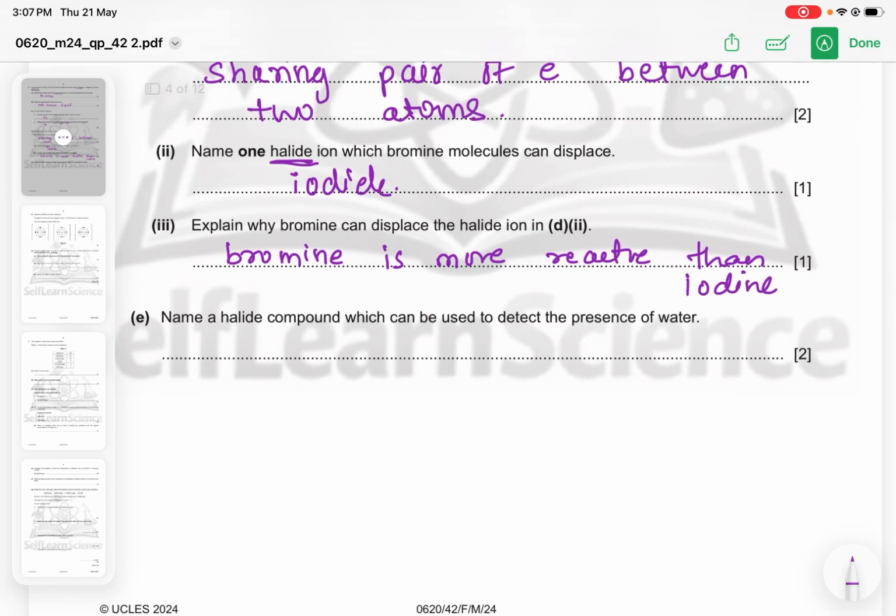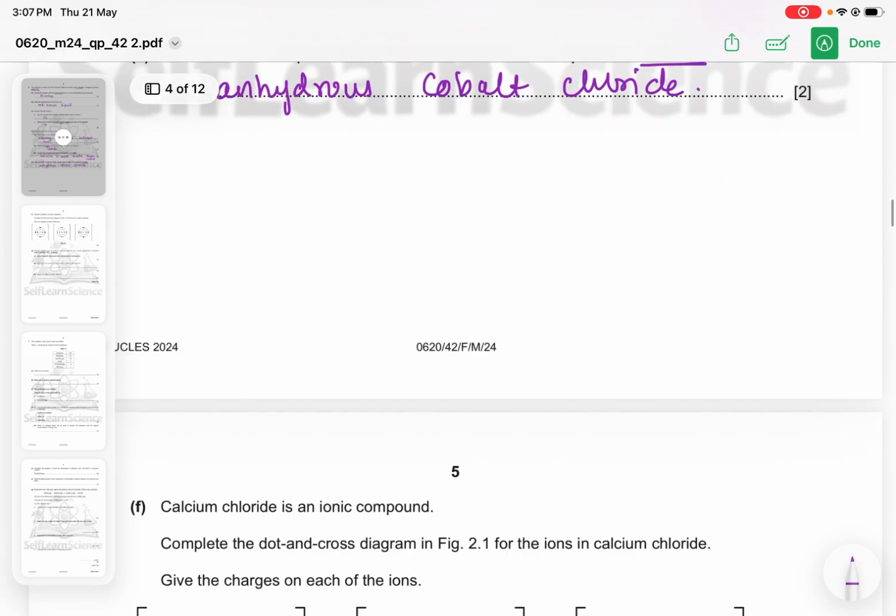Next, name a halide compound which can be used to detect the presence of water. The halide compound that can be used to detect the presence of water is anhydrous cobalt chloride. If you write only cobalt chloride, you might get only 1 mark because we have to detect the presence of water. It needs to be anhydrous.